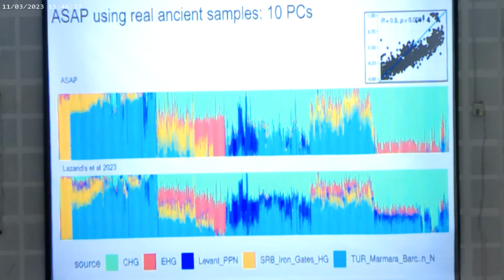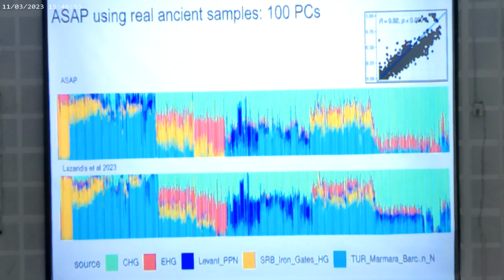And in fact, our correlation is about 0.9. But if you look at this side, you see that the two inferences are quite different. For some reason, our approach is missing some of what we call the Turkish Neolithic component. So we were thinking, what's going on here? The first thing we tried is to use 100 principal components, which basically adjusted things, not completely, but this time the correlation is a little bit higher than before.